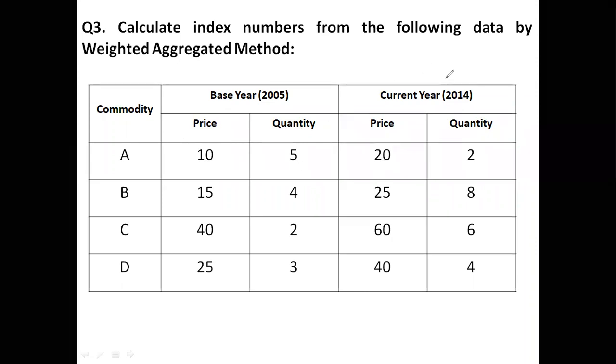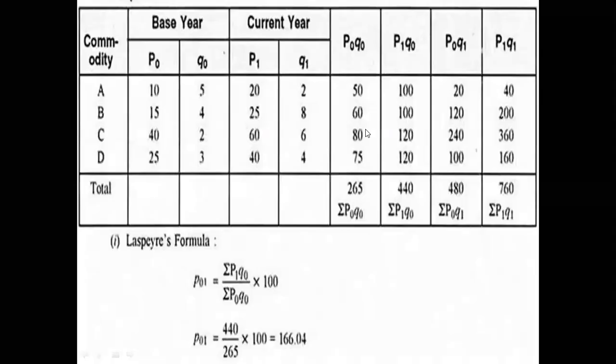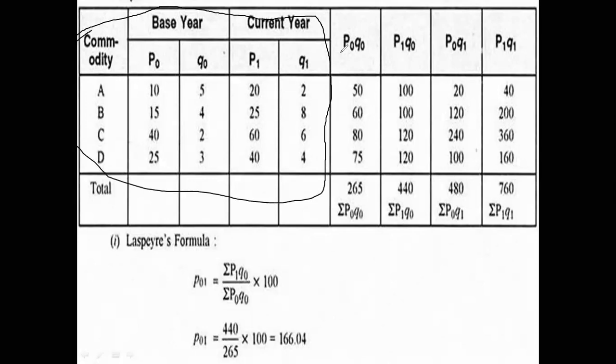I hope it is quite clear to everyone and easy to understand. Now, how do we solve it further? Let's go with the solution. It is given in the question. As we can see, we need to form this table to get these calculations. These values are from the question itself. Mark them as they are. Based on that, you need to calculate P0Q0, P1Q0, P0Q1 and P1Q1. These four aspects you need to calculate for applying all four formulas under the weighted aggregate method.